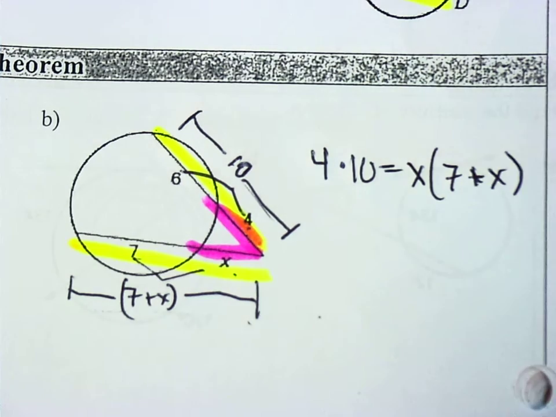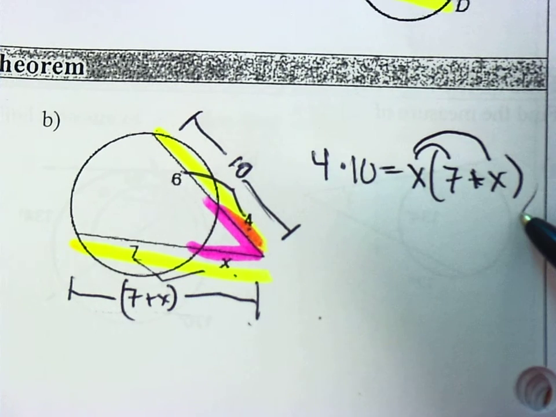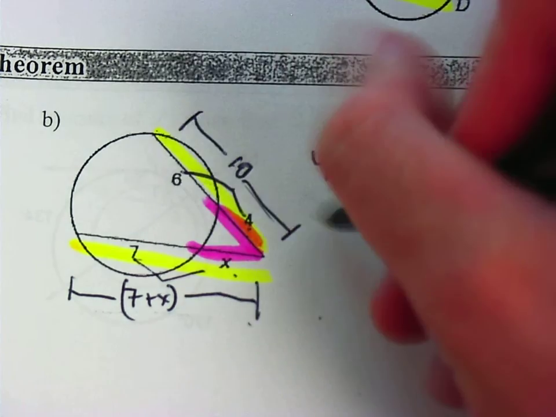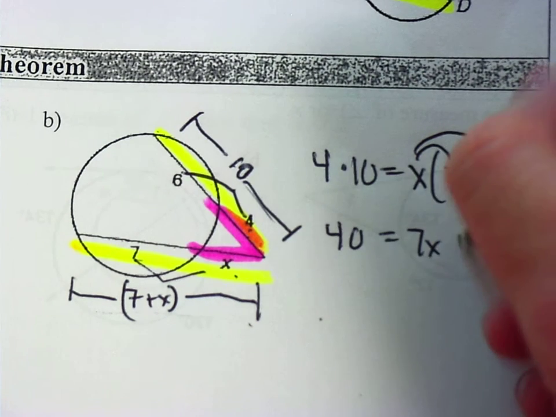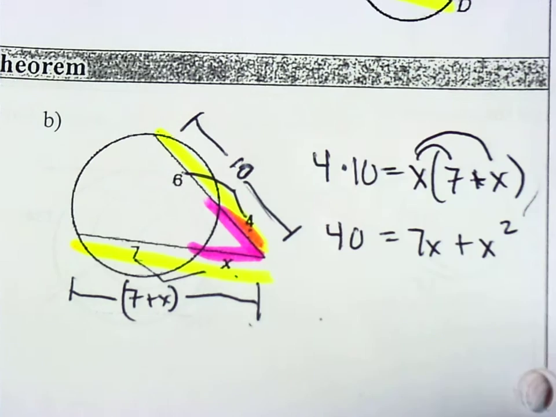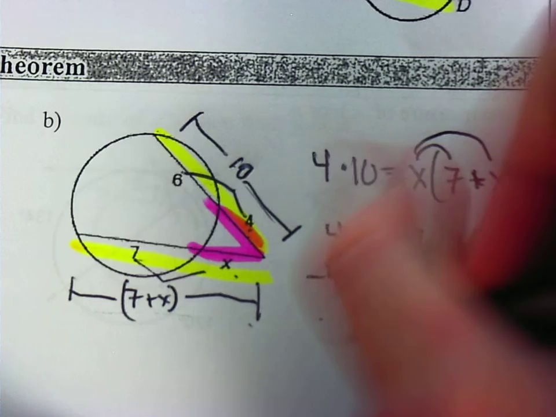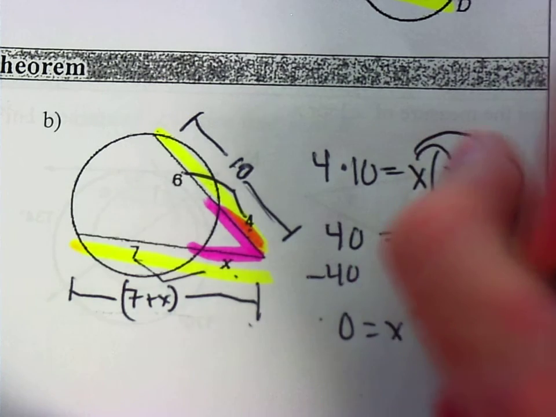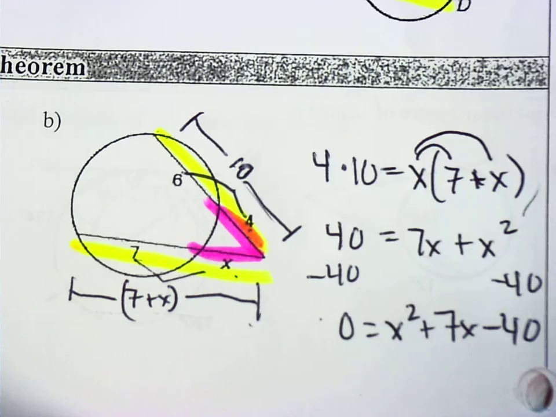So as we can see, we need to do some distributing here, right? If we see these parentheses, we're thinking, okay, distribute. So that would be 40 equals 7x plus x squared. And if we subtract the 40 over, then we're going to rearrange some things. We can get x squared plus 7x minus 40.